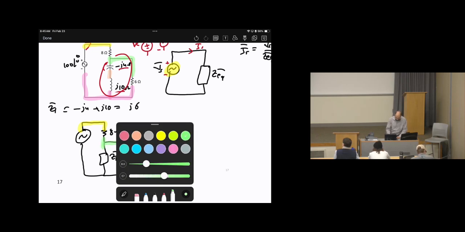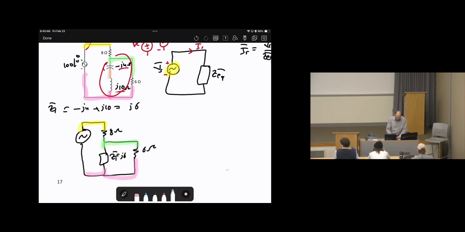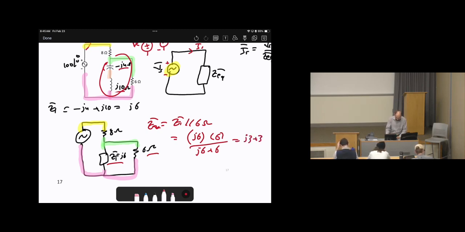Look at Z1 and 6 ohms. Are those in series or parallel? Parallel. So we will say Z2 equals Z1 bar parallel with 6 ohms. Which is going to be Z1 bar, which is J6, times 6 over J6 plus 6. Then you insert this in the calculator as is. So the answer will be J3 plus 3 ohms.